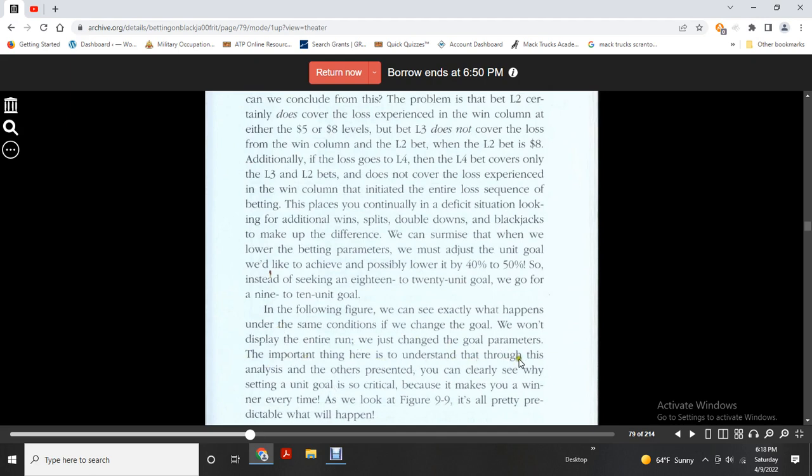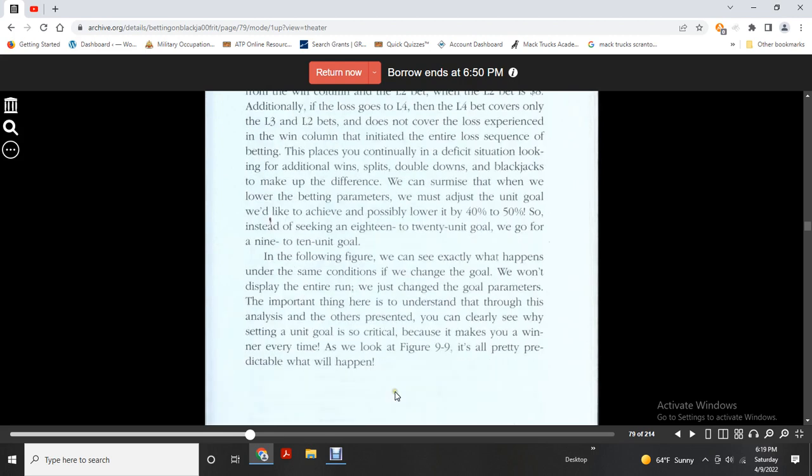The important thing to understand through this and all the other representative runs is that you can clearly see why serving a unit goal is practical, because it makes a winner every time. As we can see in figure 9.9, it is also predictable what will happen.